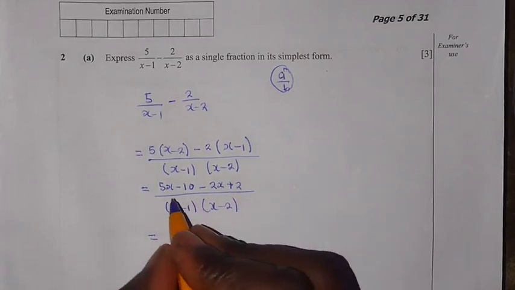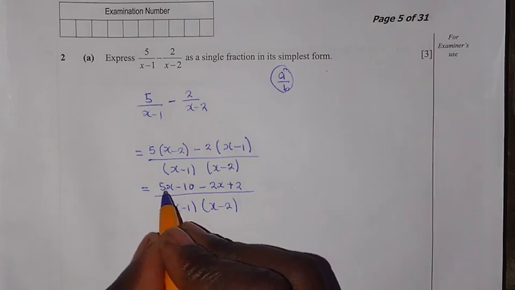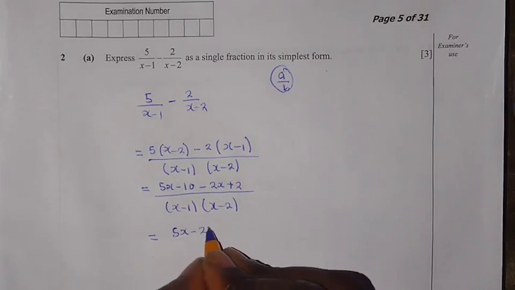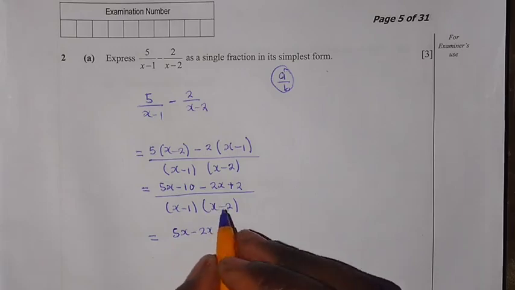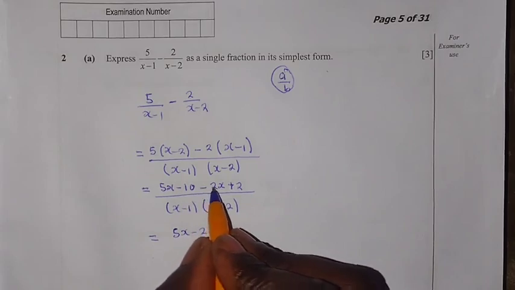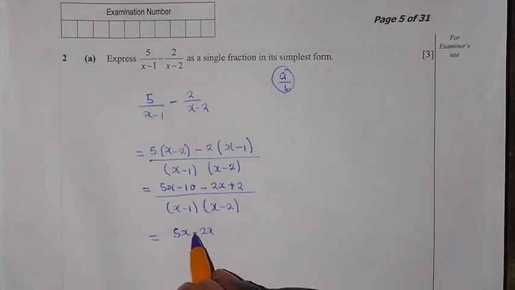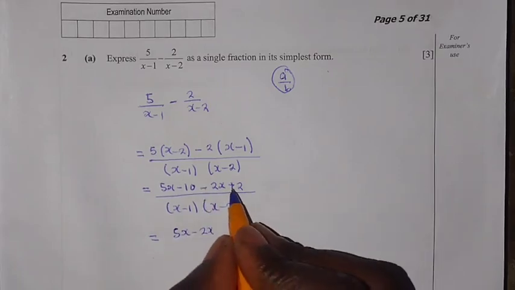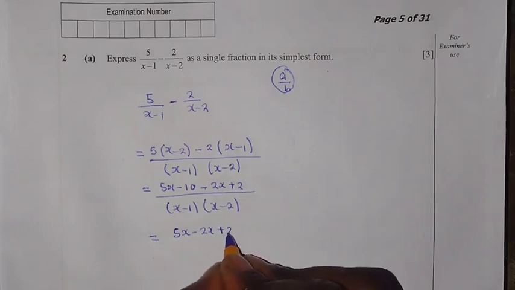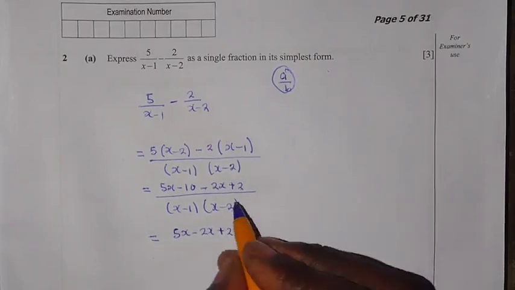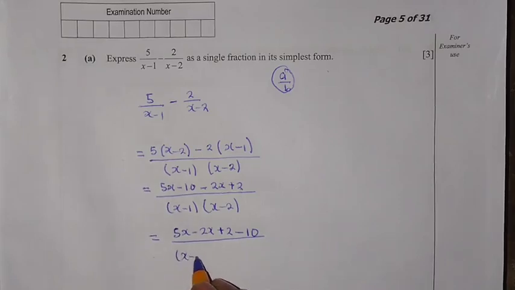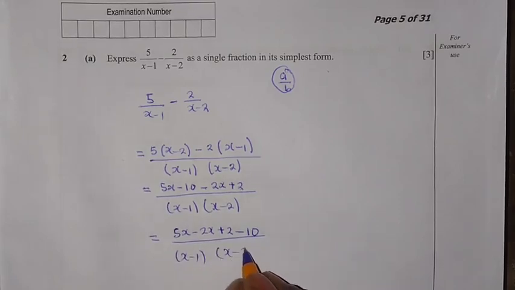Then from here, you group the like terms, okay? So 5x, its like term is minus 2x. So you group them, 5x minus 2x. Now, when you're grouping the like terms, take these terms that have x's with their sign. So 2x as a negative. That's why I've written a minus 2x. Then you can start with a positive here, or you start with a negative 10. You get the same answer. So let's say we start with positive 2, then minus 10, over, we write down our denominators, x minus 1 in brackets, x minus 2.